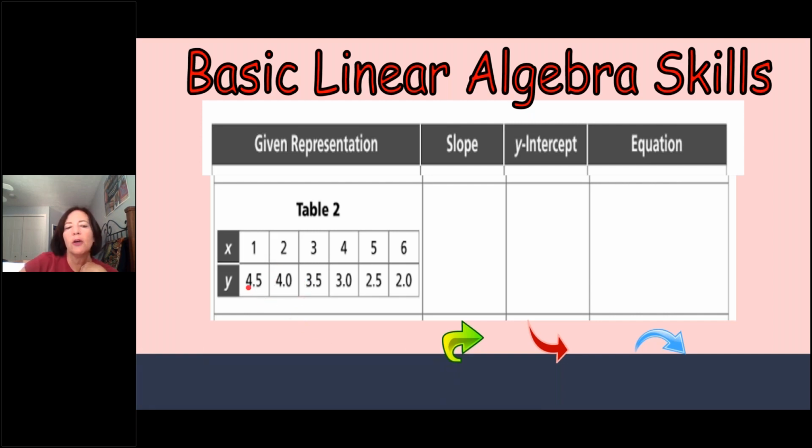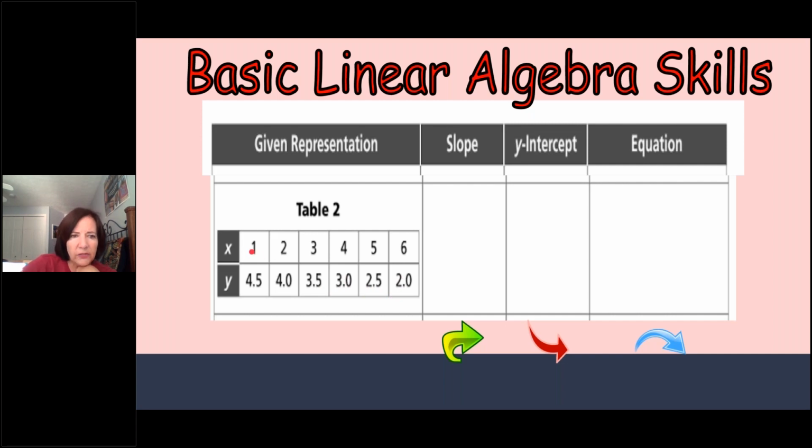So from 4.5 to 4.0, what's our y doing? It's going down by 0.5. So that would be like a -0.5. Okay? And we could just test it to make sure that it's a linear relationship, that it is doing that constantly throughout. 4 to 3.5, yep, we subtracted another 0.5, subtracted another 0.5, subtracted another 0.5, subtracted another 0.5.